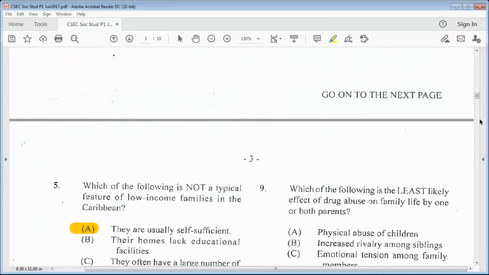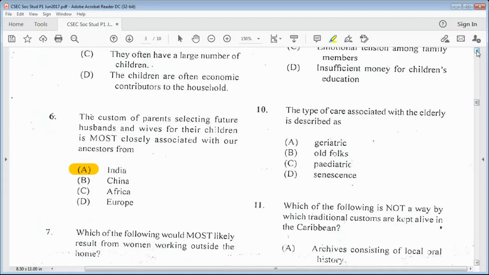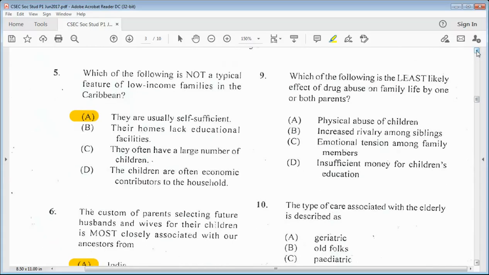Which of the following is the least likely effect of drug abuse on family life by one or both parents? A, physical abuse of children. B, increased rivalry among siblings. C, emotional tension among family members. Or D, insufficient money for children's education? Our answer would be B, increased rivalry among siblings. That would be least likely to be the effect of drug abuse.